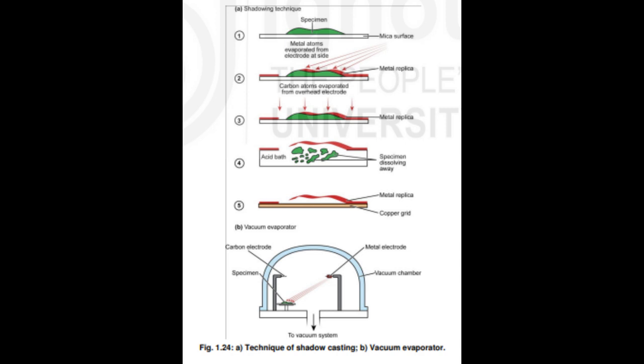Fig. 1.24. The deposition of metal on one side creates a shadow, resulting in a three-dimensional appearance. Fig. 1.24. A. Technique of shadow casting. B. Vacuum evaporator. Look at the screen. The thin metal film is formed on the specimen by condensation after vaporization. The metals with a high vaporization temperature condense quickly after vaporization.